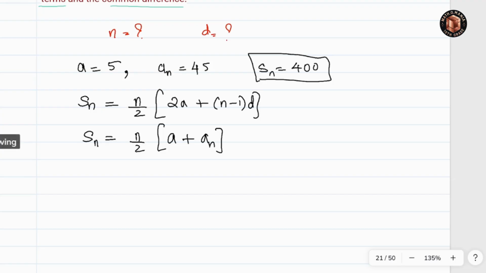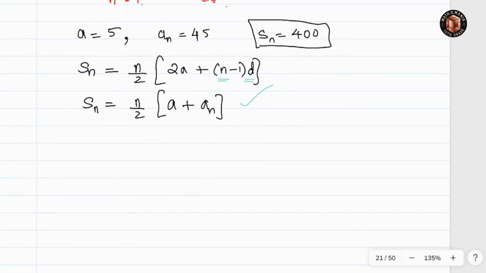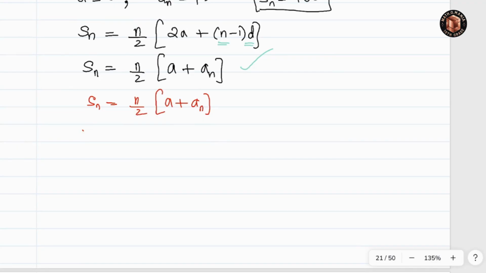From these equations, we will choose which equation? We have to choose this one, because if I am going with the first equation, there n and d both are unknown. So I can't use that one here because I won't be able to find the answer using that one. So what I will do, I will go with the second equation. Sn equal to how much? Sn equal to n by 2 into (a plus an). Here a is given, so Sn is given as how much? 400. n is given as how much? We don't know the value for n, so we will keep it like this itself. Then a plus an. What is a given? 5 plus an equal to 45.